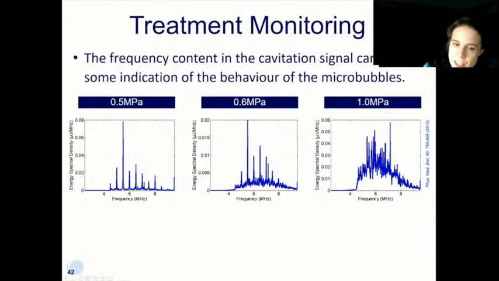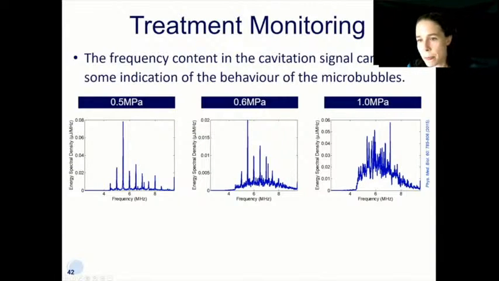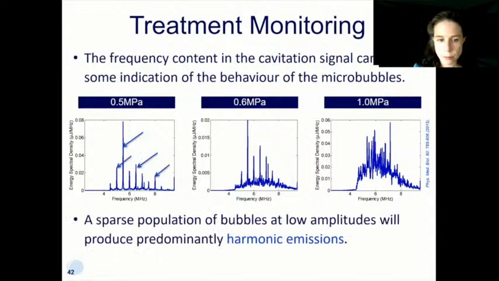But as we increase the drive pressure, we start to see this region here, this sort of broadband noise. We're getting emissions over all these frequencies. This component starts to increase as we drive the bubbles harder. And roughly speaking, that broadband component can be used as an indication of inertial bubble behavior.